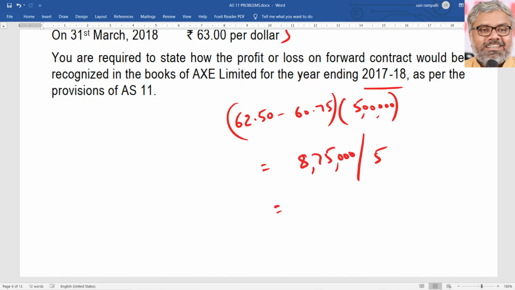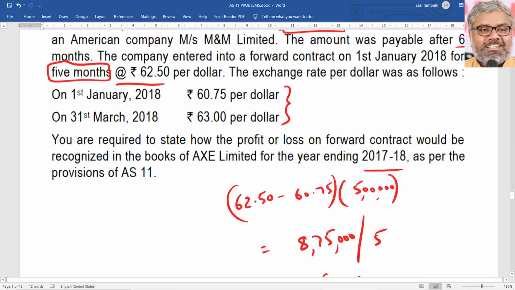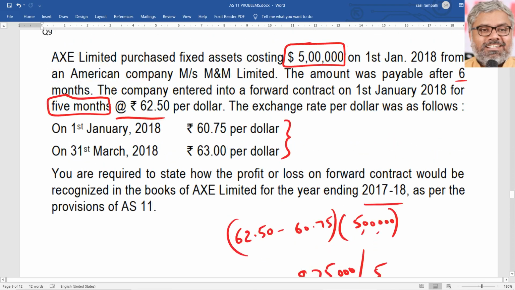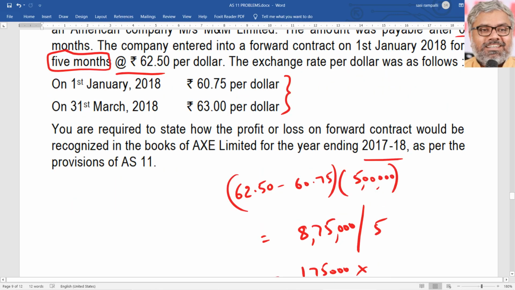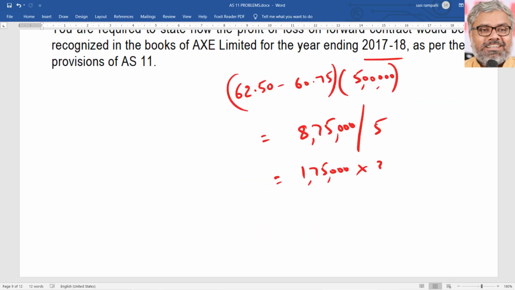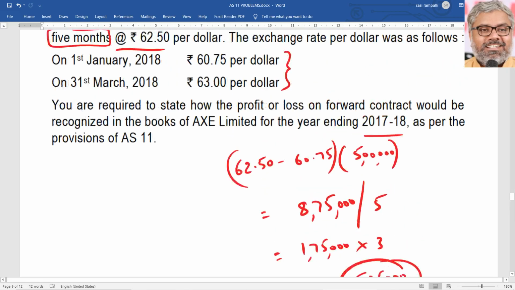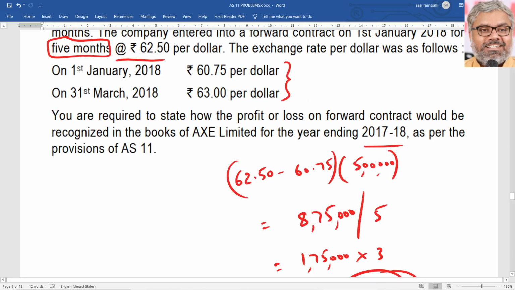That has to be spread over a period of 5 months. That means monthly how much will that be? 1,75,000 rupees. Like that, how many months have fallen in this year? That we have to look at. So 3 months only, right? 1st January they have entered into contract. So January, February, March. So 3 months will be recognized as loss. So 1,75,000 into 3, 5,25,000 is the loss that should be recognized at the end of 31st March 2018. That's it.